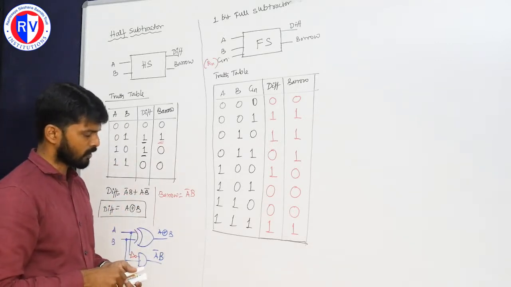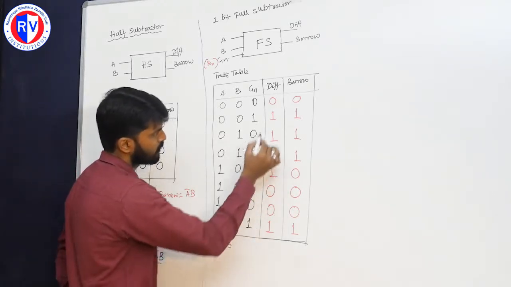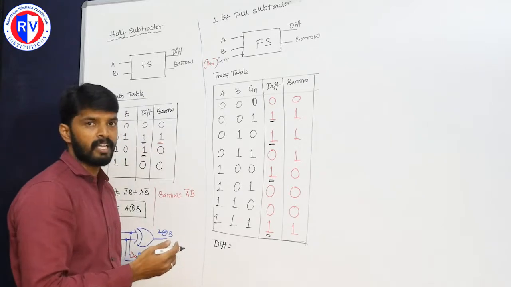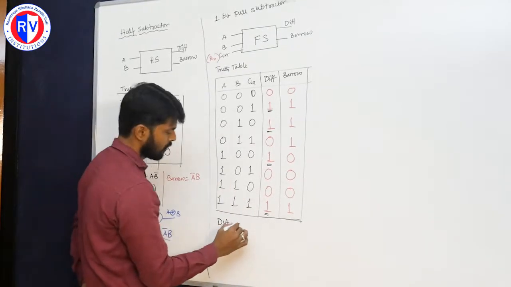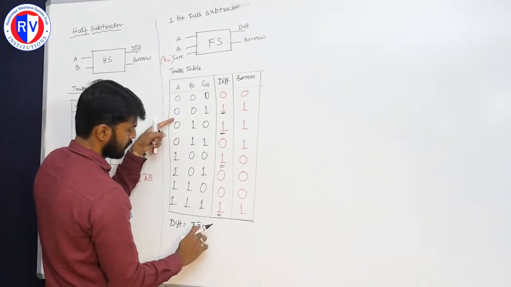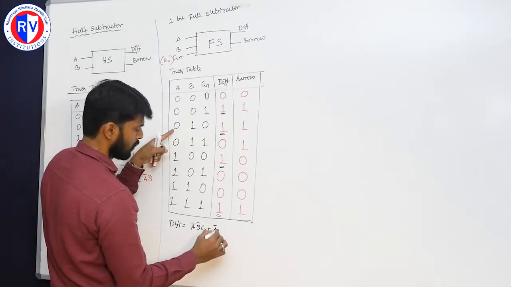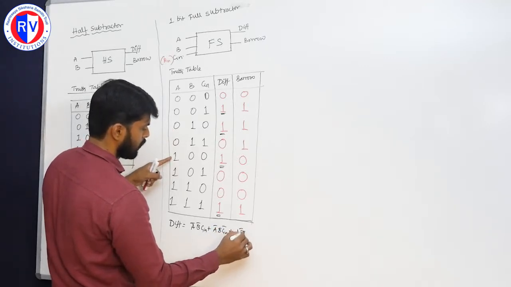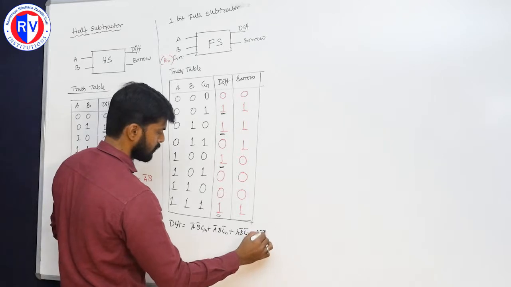For this truth table, now we need to construct a Boolean equation. First I will take the difference equation. In this difference equation, the terms of interest are this one, this one, and this one. You can simplify this with the help of a K-map or Boolean algebra. Here I will use Boolean algebra. So here A bar, B bar, and this is the Cin, or Bin you can take. Then for this case, A bar, B, Cin bar, plus A, B bar, Cin bar. Then the last case, A, B, Cin.